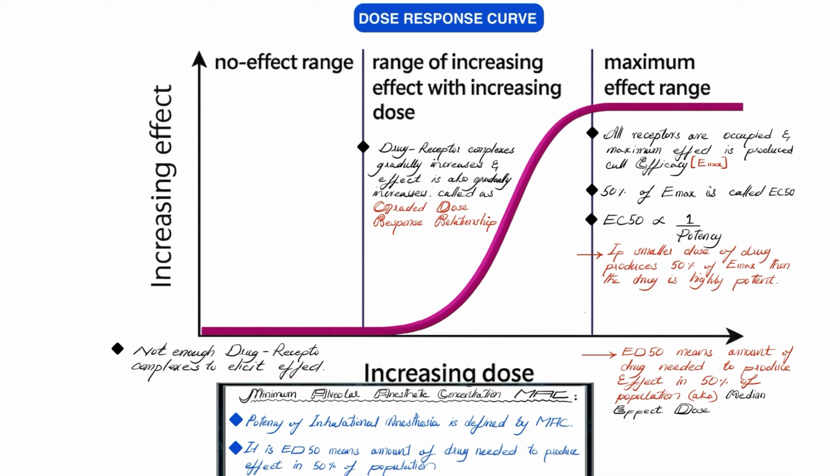Now, ED50 means the amount of drug needed to produce an effect in 50% of the population. This was EC50. This is ED50. ED50 means the amount of drug which is needed to produce an effect in 50% of the population, and this ED50 is also called the median effect dose.